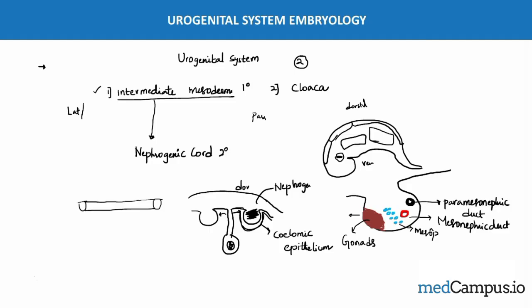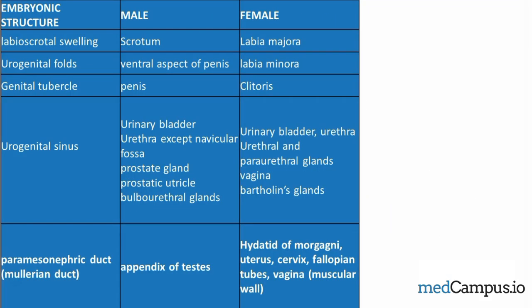All these structures give rise to a few important parts of the urogenital system. Let us look into the table now. Here, if you see the embryonic structures, labioscrotal swelling is not important, urogenital folds are also not important, and genital tubercle as well. But start with the urogenital sinus.